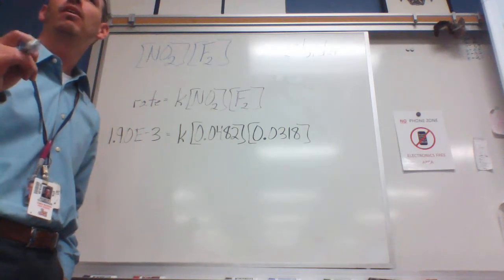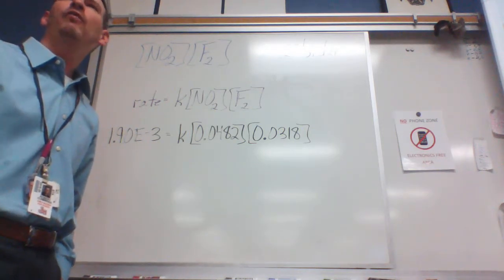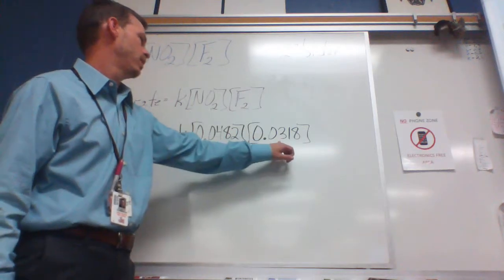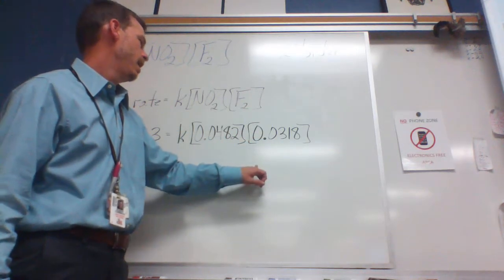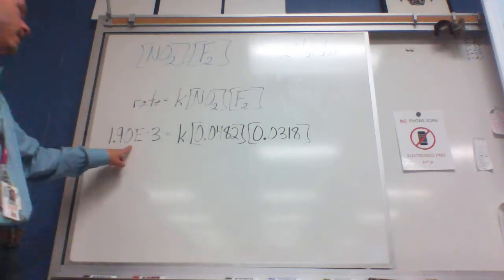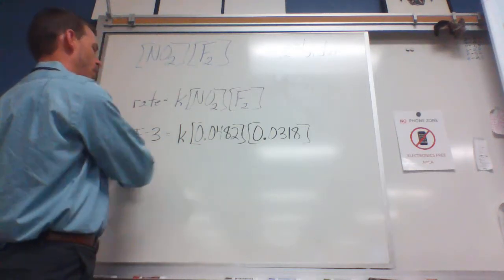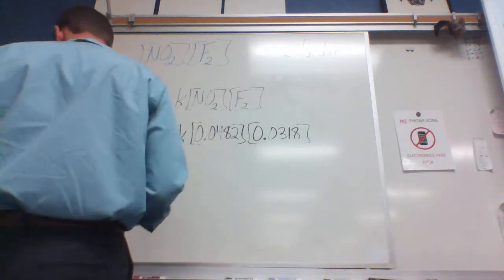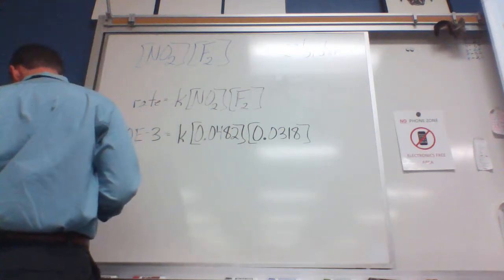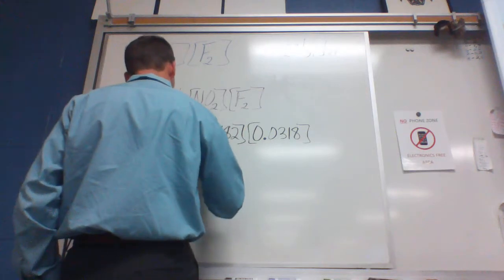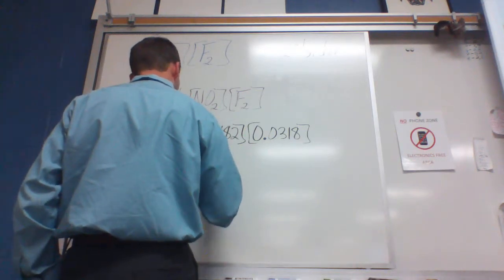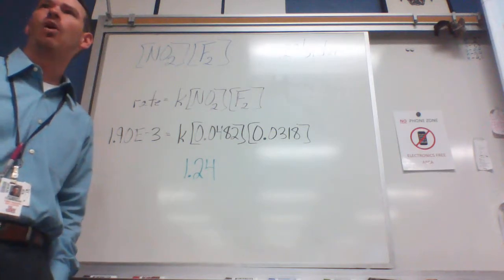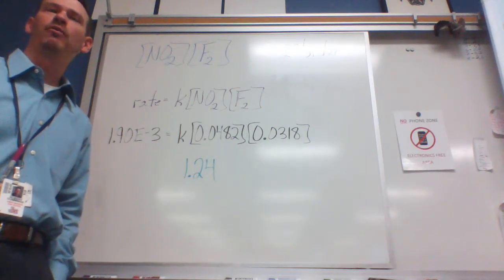Anybody get a different number? So, careful with you running your algebra, all right? It should have been this times this would have given you a small number, all right? And then you wanted to divide this by whatever that product was to get K by itself. Would anybody like to share a different answer? 1.2 liters over moles per second. I got 1.2. 1.24 is the actual answer. That too. 1.24 is what we were going for there.